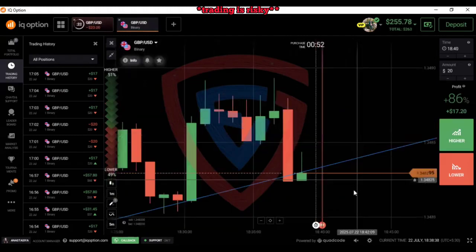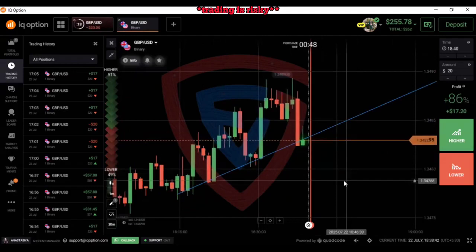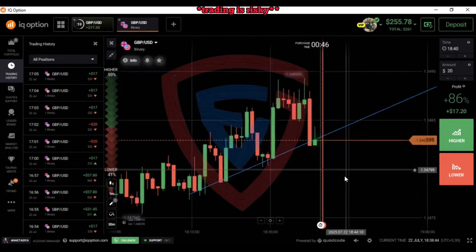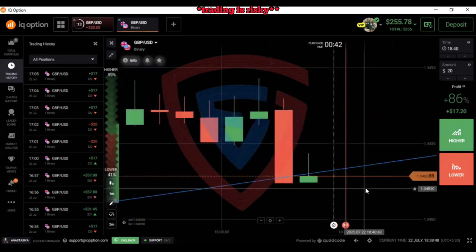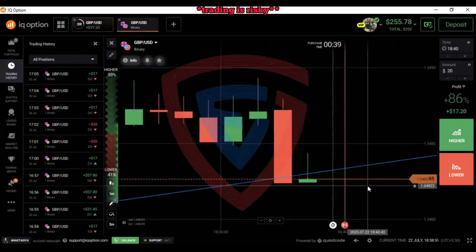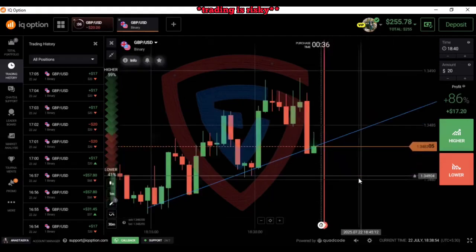engulfing pattern, meaning the sellers may make a bearish candlestick here easily. That's why I took here a lower option trade instead of a higher option trade. So we should not go with buyers here. We should go with sellers only here. That's why I placed here a lower option trade. Okay, let's see what happens here.